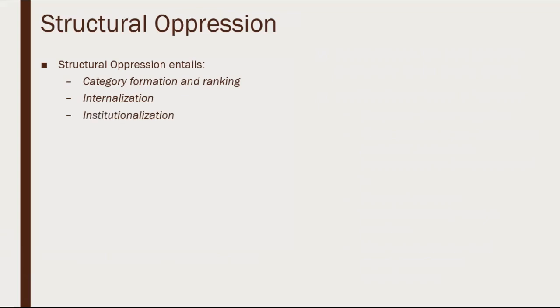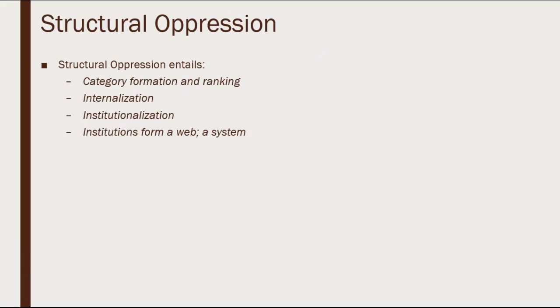Next, those categories also need to become institutionalized. They are produced and reproduced through the policies and practices within our institutions. And finally, those institutions link together to form a system. That system of stratification is what structural oppression is. We are classified, ranked hierarchically, and that ranking becomes a central feature of our institutions.